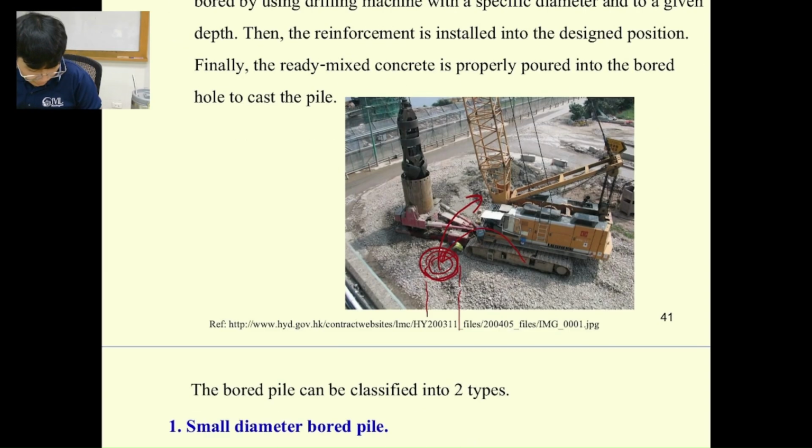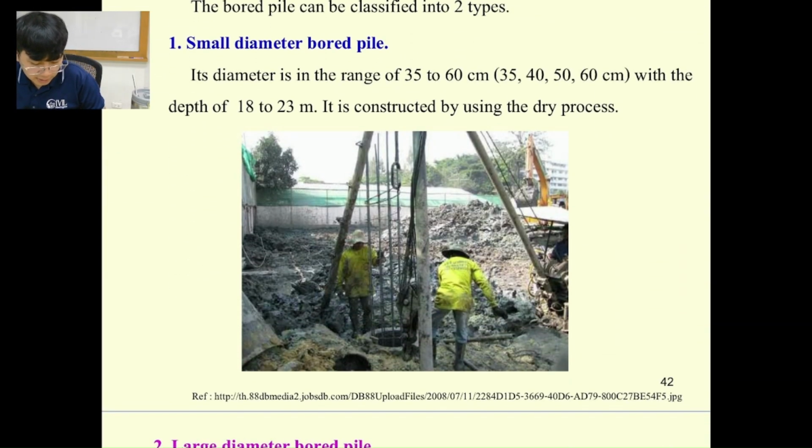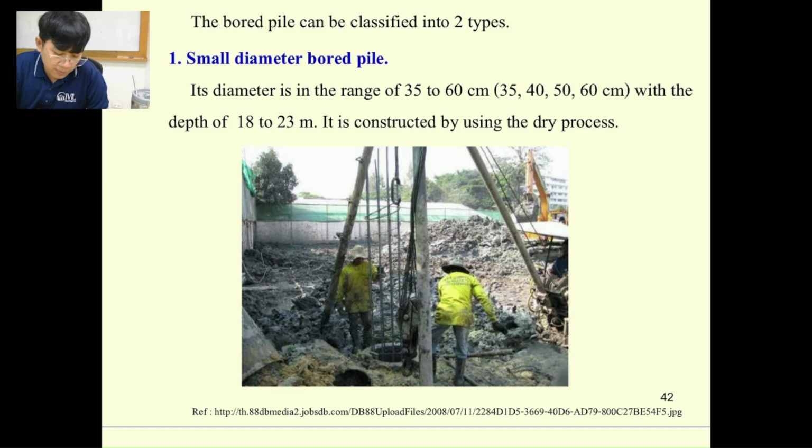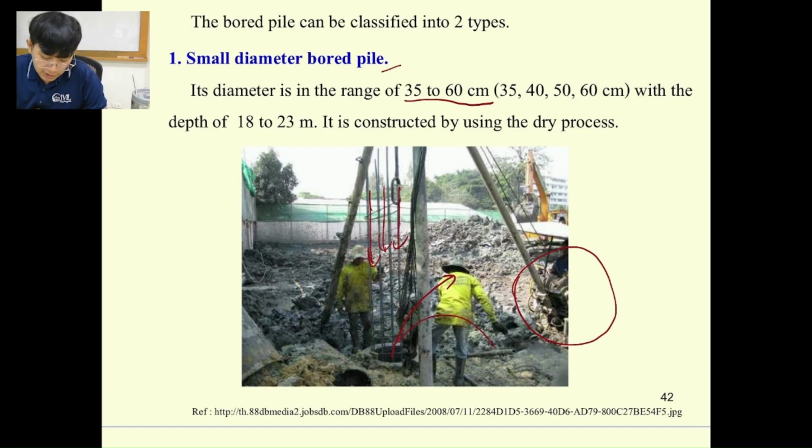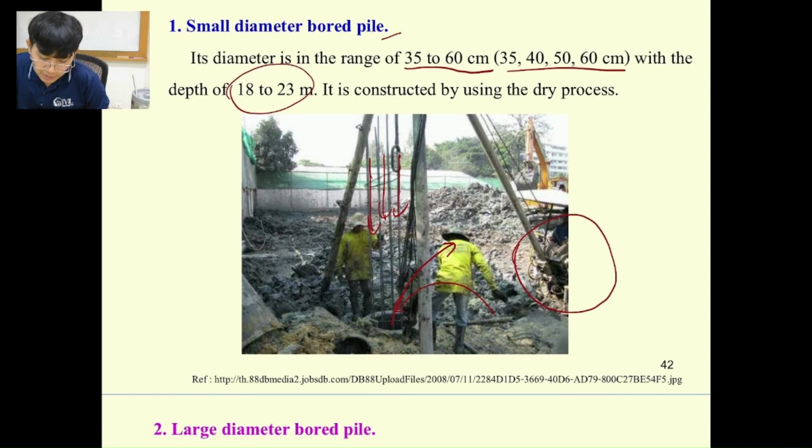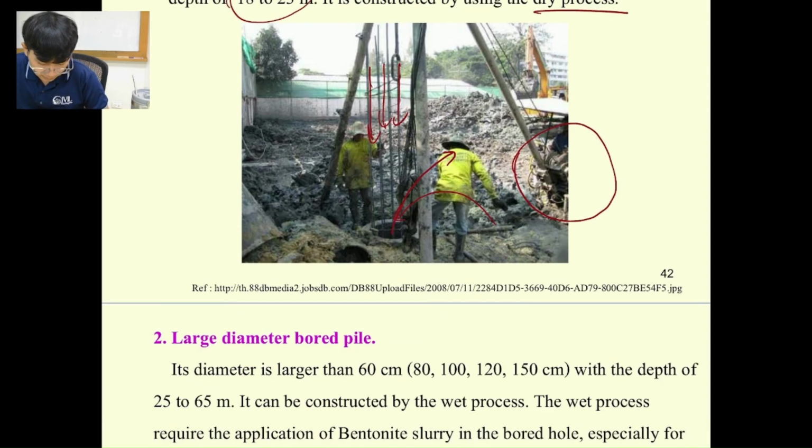The bore pile we divide into three types. The first one is the small diameter bore pile. Normally we use a small machine to get the soil out, then put the reinforcement in, and pour the concrete in later. This one is good for a small diameter between 35 to 60 centimeters, with a depth between 18 to 23 meters. This one we call the dry process.